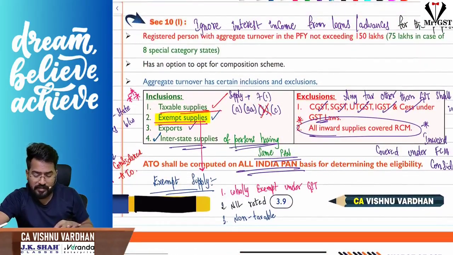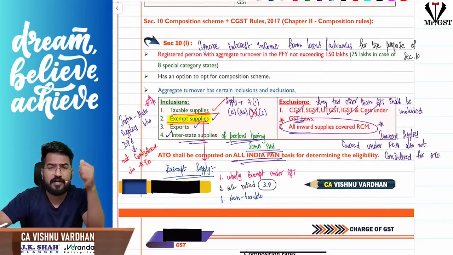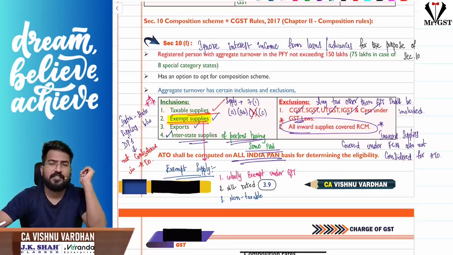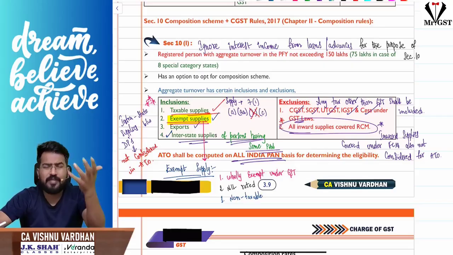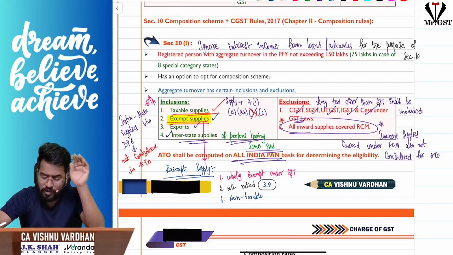So I repeat, when you are going for the composition scheme, what is the benefit? Number one, you need not pay tax at normal rates. Number two, one thing we should remember, we cannot take ITC, and we cannot collect GST from the customer. So then this is not beneficial. If you feel this is not beneficial for you, don't go with the composition scheme, because this is optional, not mandatory, nobody is forcing you. So those are the points.